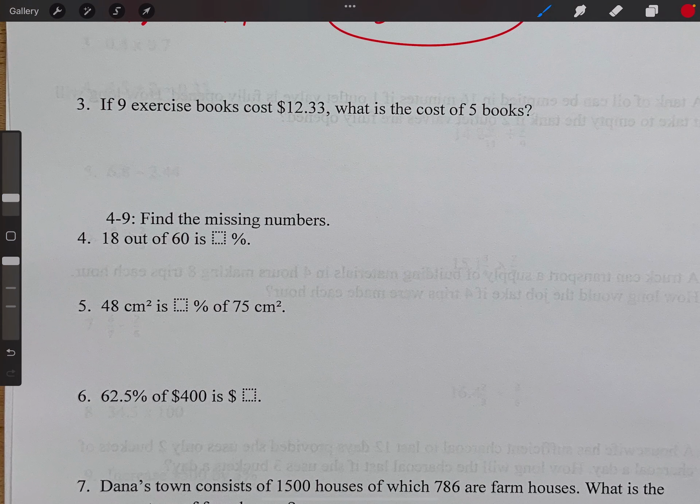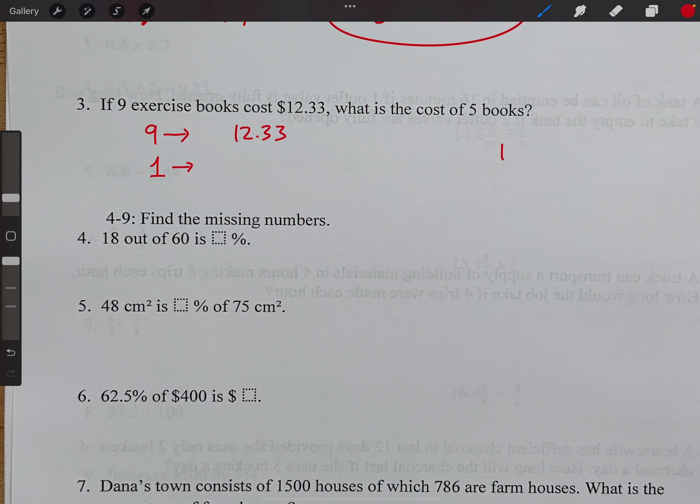Next question. If 9 exercise books cost $12.33, what's the cost of 5? So let's see. 9 exercise books cost $12.33. So let's divide it by 9 and get how much one exercise book will cost.